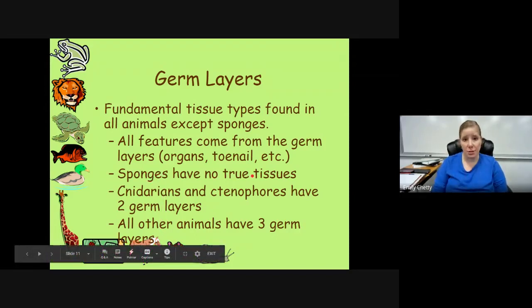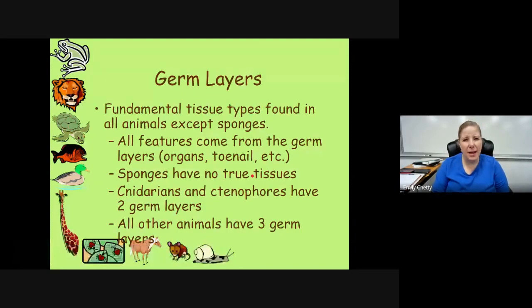Sponges have no true tissues. They just have the same cell kind of over and over again. They have multicellularity, but they don't have much in the way of specialization at all.